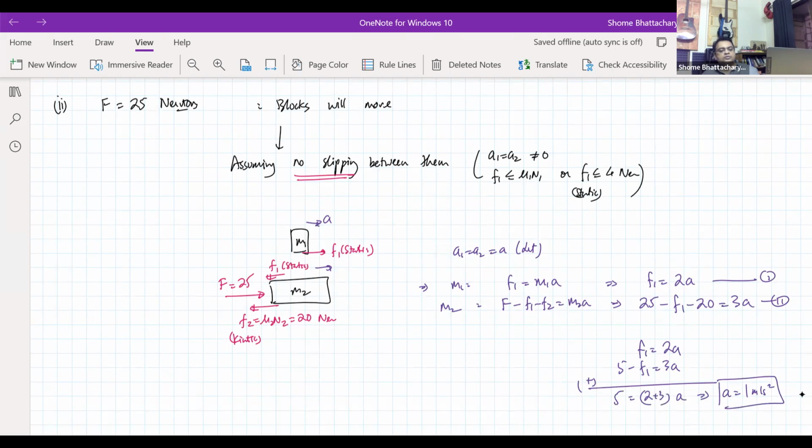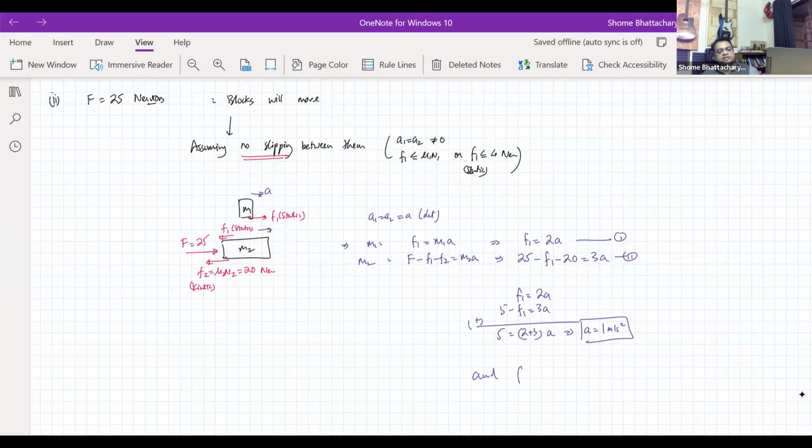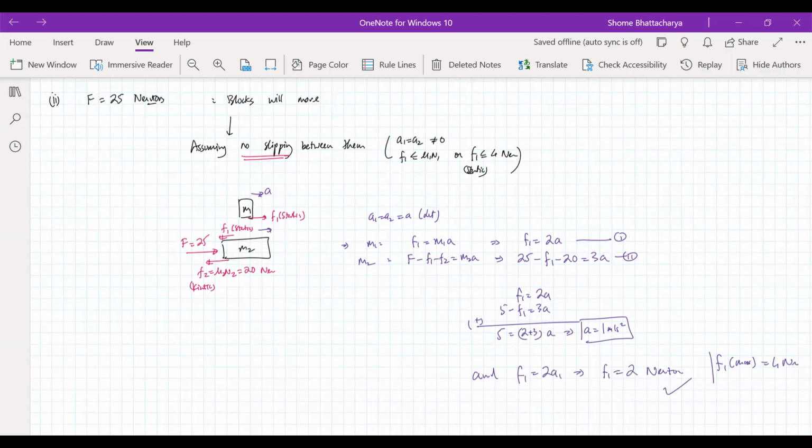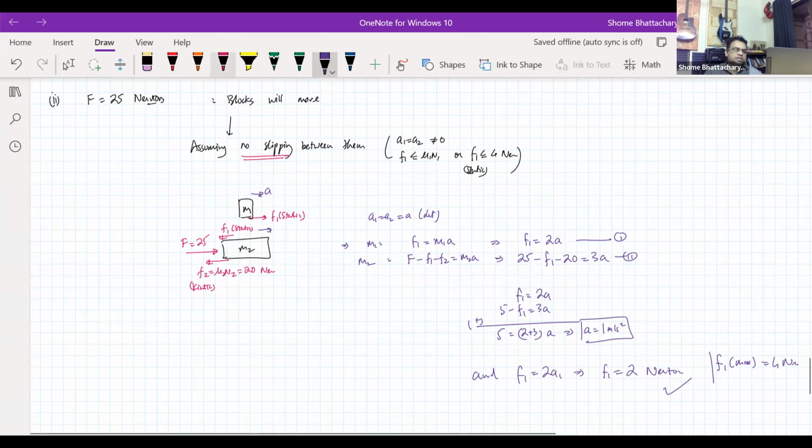But now we have to check friction, whether this is possible or not. The friction needed for this is how much? 2 newtons of friction is required. Now we know that F1's maximum possible value was how much? 4 newtons. So this is the priority. Friction tries to keep A1 equal to A2. But for doing that, how much friction is required? Only 2 newtons is required. How much friction is available? Up to 4 newtons is available. So that means the assumption is correct, that there won't be slipping.